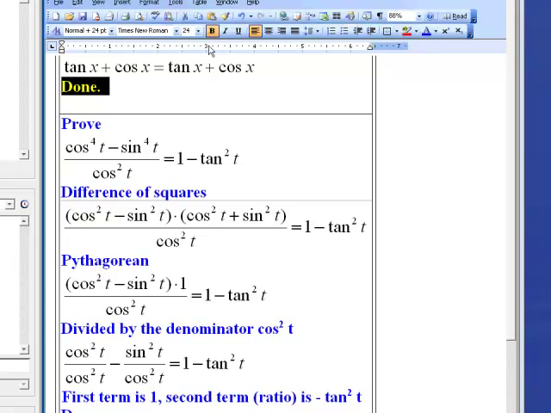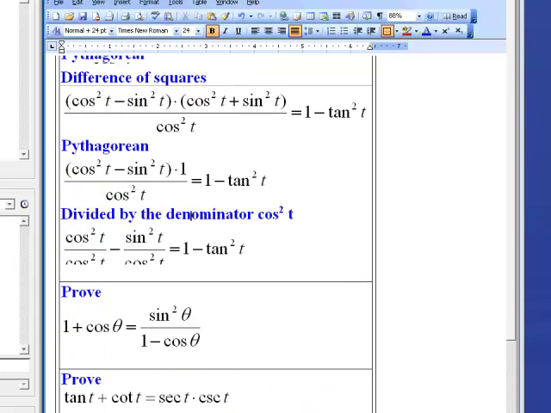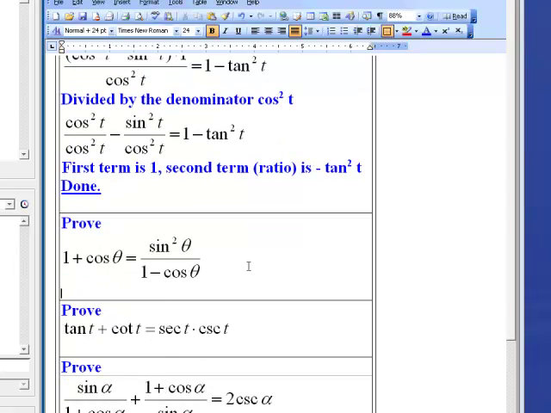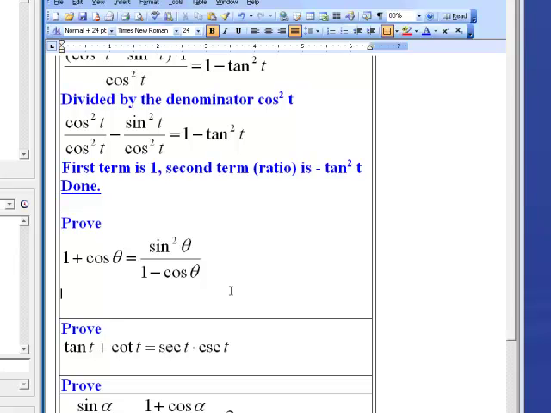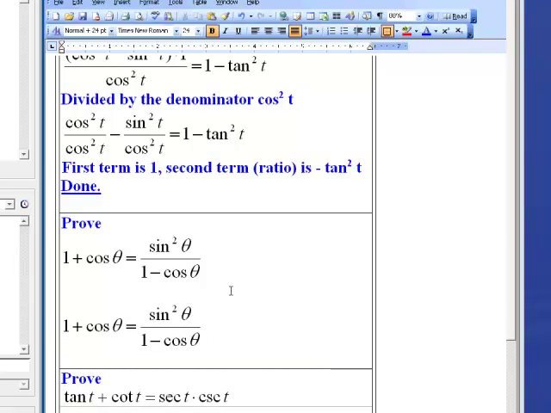Maybe I underline these dones here for later. Okay, prove the next one. What am I going to do here? Left-hand side, I'm sorry, right-hand side looks more complicated. Left-hand side is just a simple 1 plus cosine.